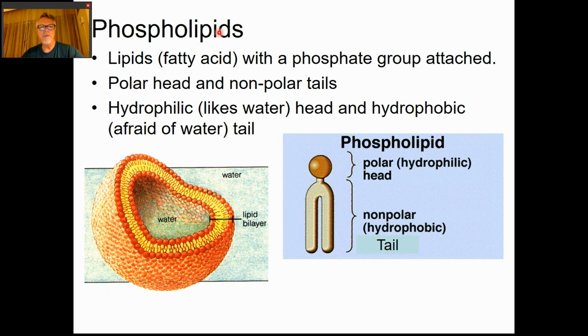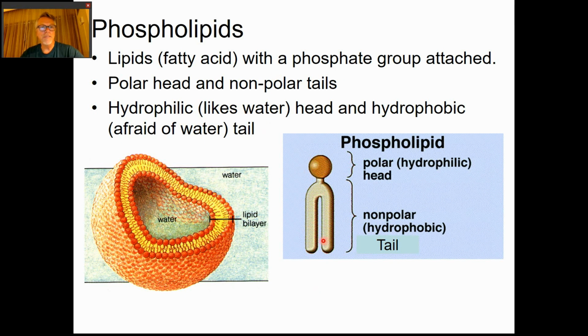A phospholipid has two parts to it, a phosphate group and a lipid tail. The phosphate group is the ball at the top, and there are usually two lipid tails attached to that ball that are the lipid part. So, phospholipid.